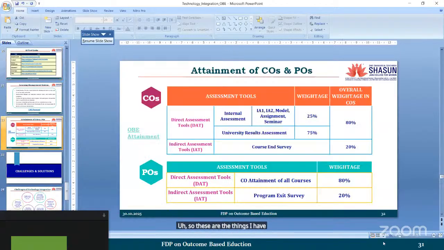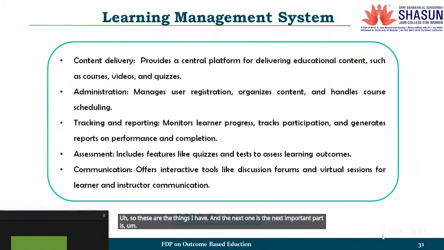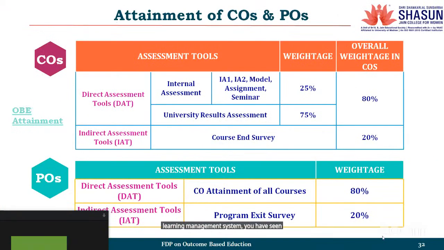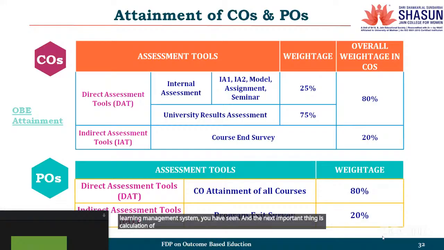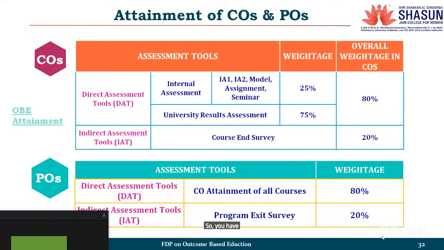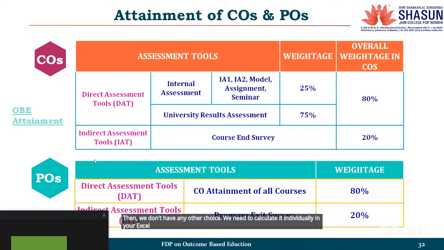The next important part, after the learning management system we have seen, is the calculation of these attainments. You have your own model for calculating your COs and POs. As I already told you, if you don't have this CO and PO mapping in your LMS, then we don't have any other choice. We need to calculate it individually, and Excel is the most used tool. I have also searched for many tools on the internet for calculating COs and POs, but most probably Excel is the only thing. Currently, we are also maintaining it only in Excel.